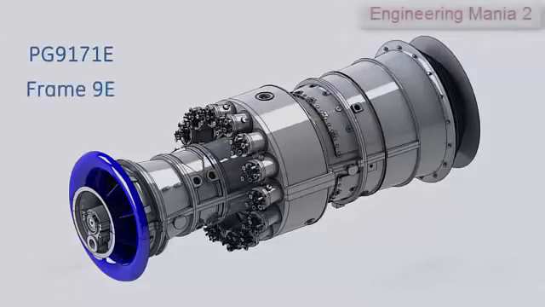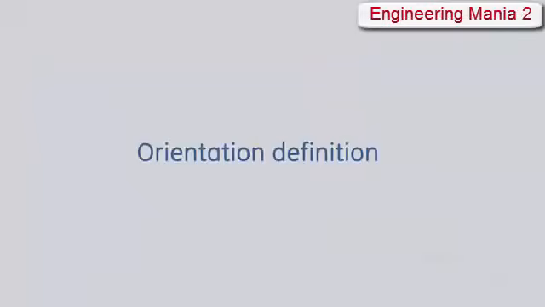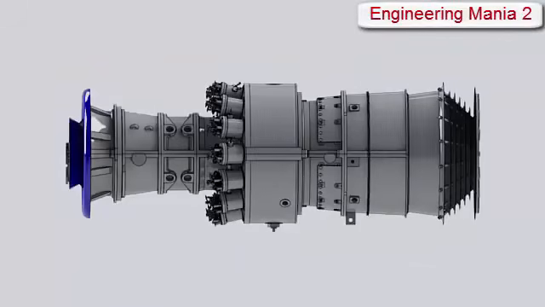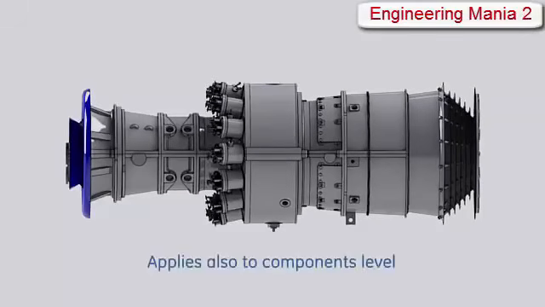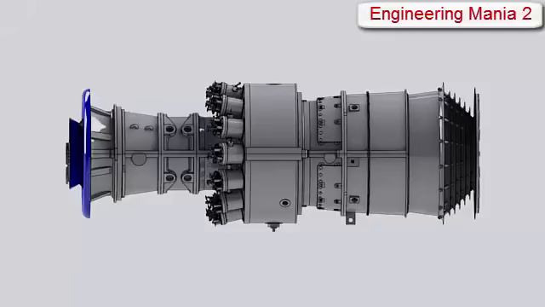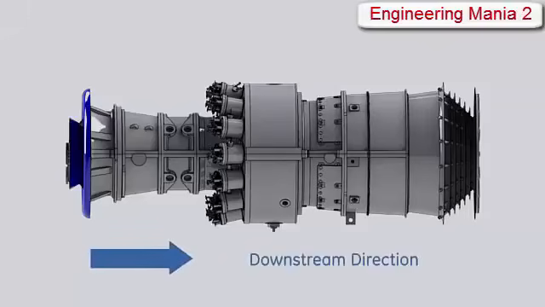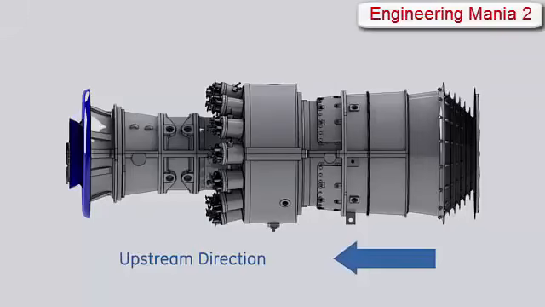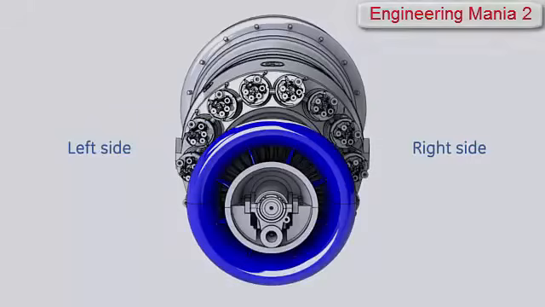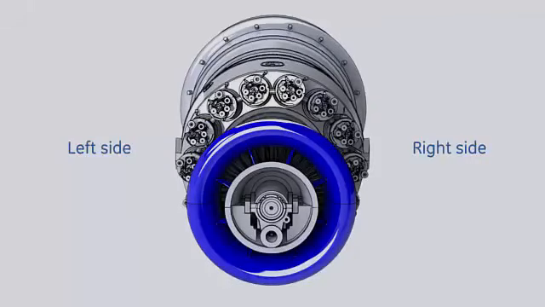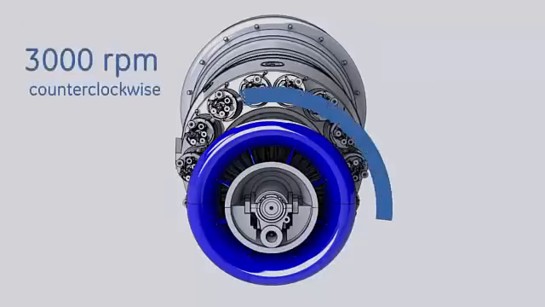PG9171E or Frame 9E. Throughout this video, the air inlet of the gas turbine is considered to be the forward end, and the gas's exit is to be the aft end. The forward and the aft of each individual component are defined in the same manner. The direction of the airflow inside the compressor is defined as the downstream direction, and the opposite is to be the upstream direction. The right and left are defined by standing on the forward end and looking downstream. The shaft of this gas turbine rotates at 3,000 RPM counterclockwise as viewed looking downstream.